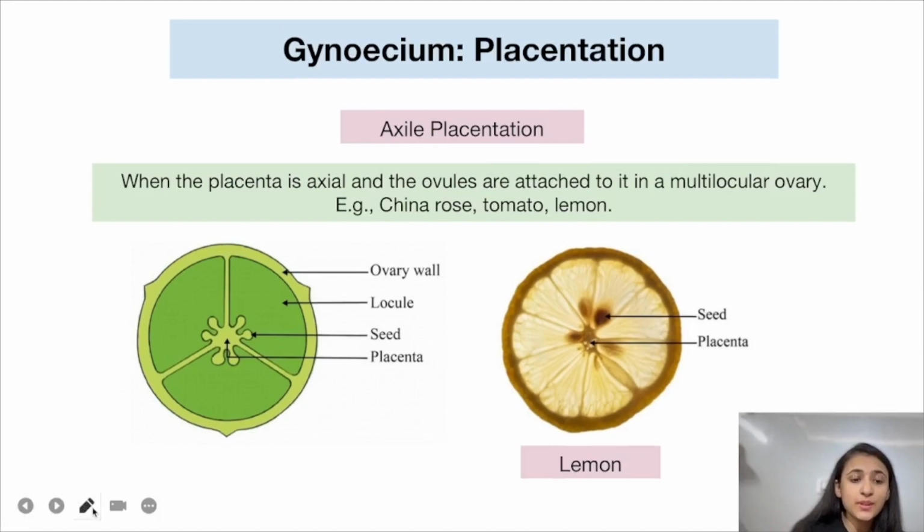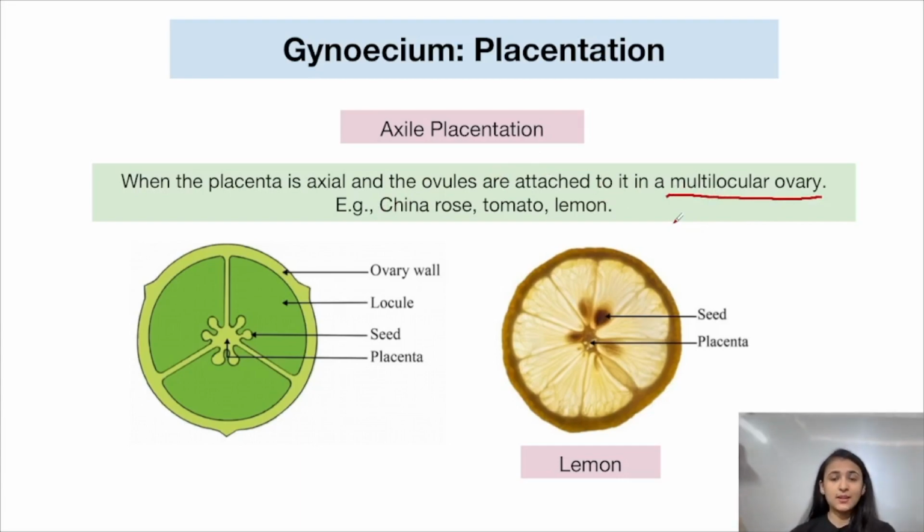Now let's come to the axial placentation. In axial placentation, the placenta is axial and the ovules are attached to it in a multilocular ovary. So whenever axial placentation is there, the ovary is multilocular, which means more than one carpel have come together and fused with each other. That is why the ovary has multiple locules, because a single carpel would have one locule.